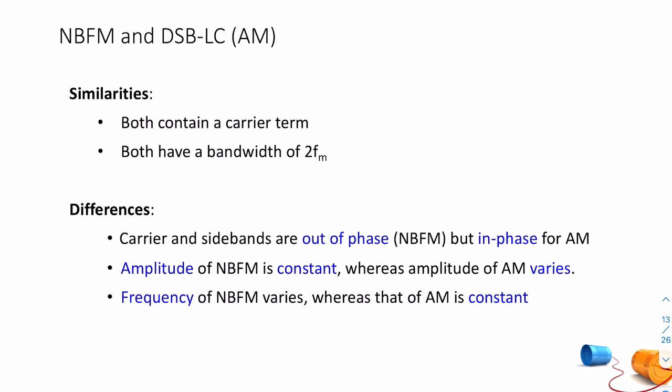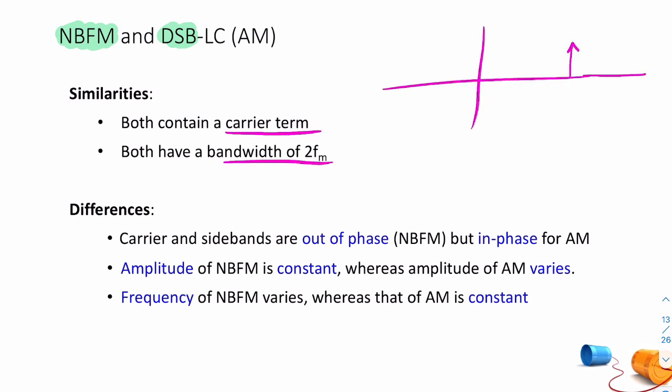Okay, so remember I just reminded you of DSB. Now, narrowband FM and DSB are both similar in the sense that there is a carrier term and they have the same bandwidth. Remember I showed you the spectrum, and you had a carrier term and you had upper and lower sidebands. And the bandwidth was twice fm.